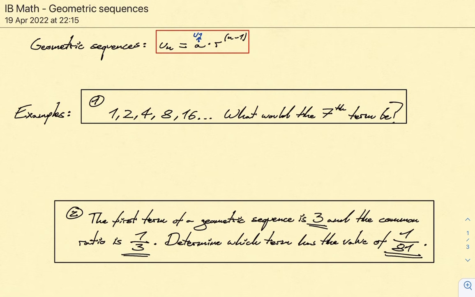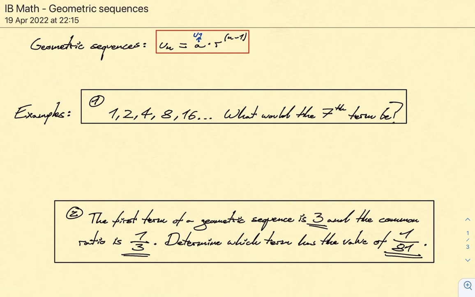Times the common ratio, which is written as r, to the power of the position of the term we're looking for minus 1. So in case we're looking for u8, the 8th term, we would need to do a times the ratio to the power of 8 minus 1, which would be 7. Only this, okay? We'll see now how this works in more detail.